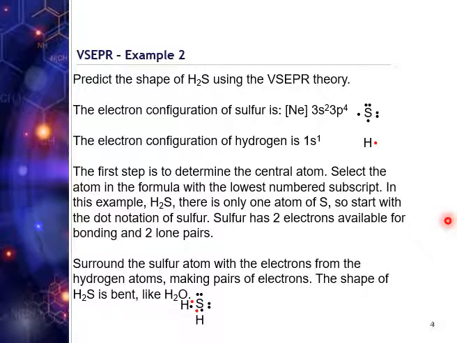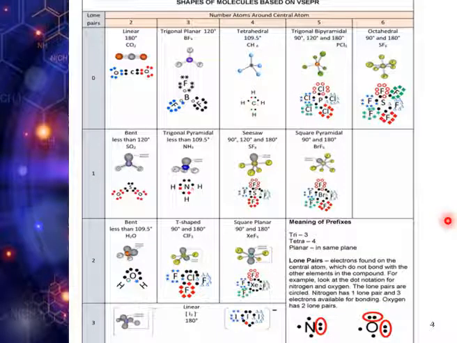Surround the sulfur atom with the electrons from the hydrogen atoms, making pairs of electrons. The shape of H2S is bent like water, H2O. If you look at water, 2 lone pairs and 2 bonding pairs. Looks exactly like H2S, bent molecule.